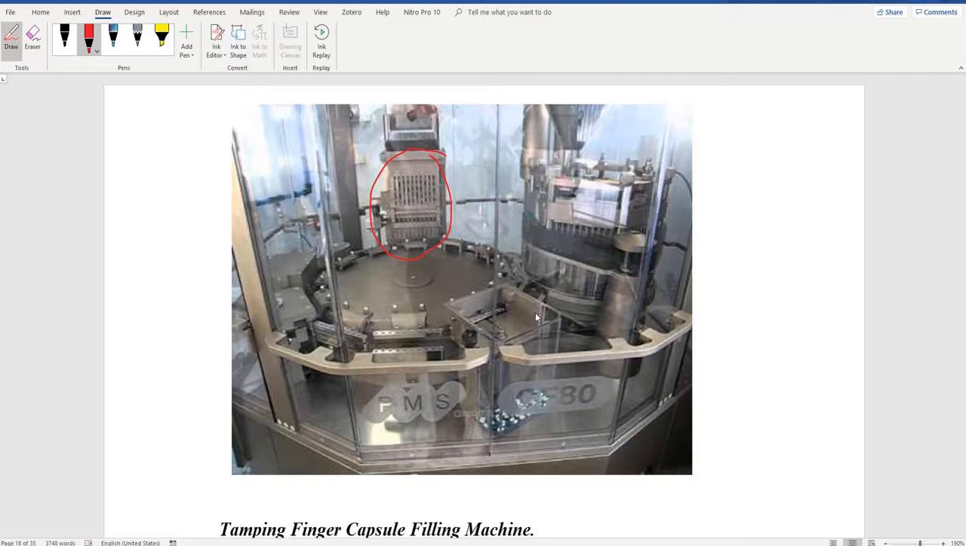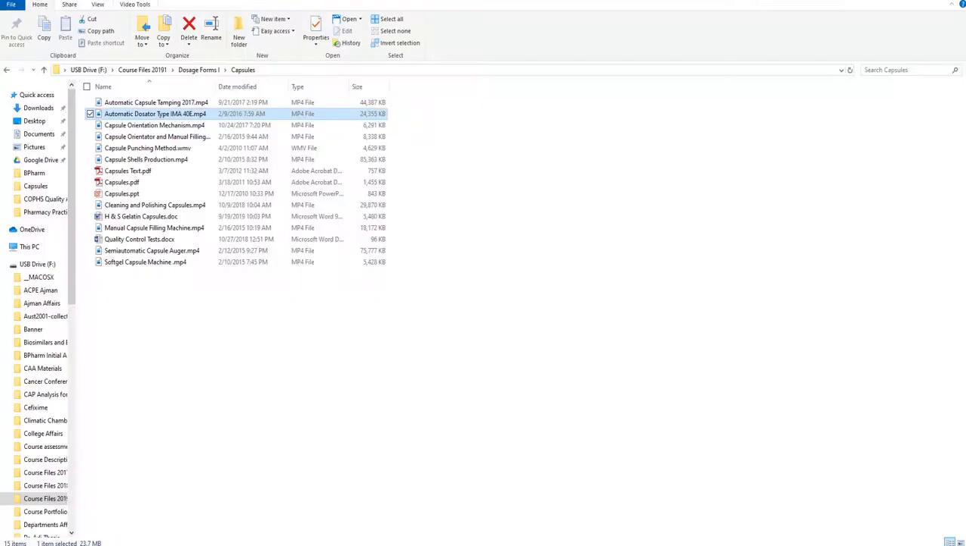Then it goes to this part here. You see this part, we have fingers from the bottom to push the bodies inside the caps. This is the pushing process, and here the operation of ejection happens. Okay, we are going to see this now in a video.